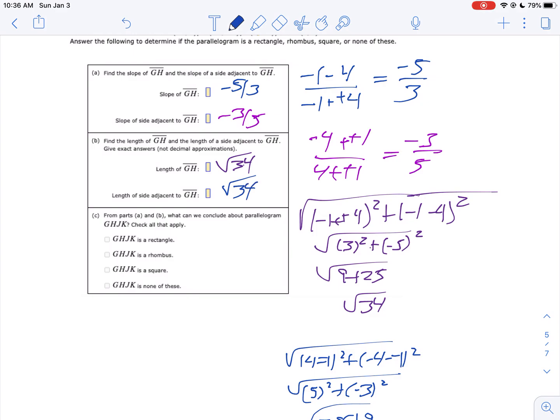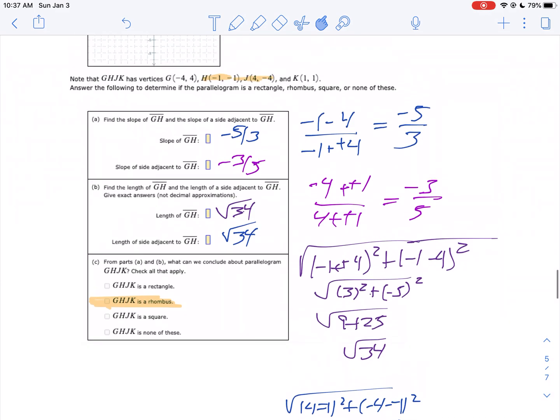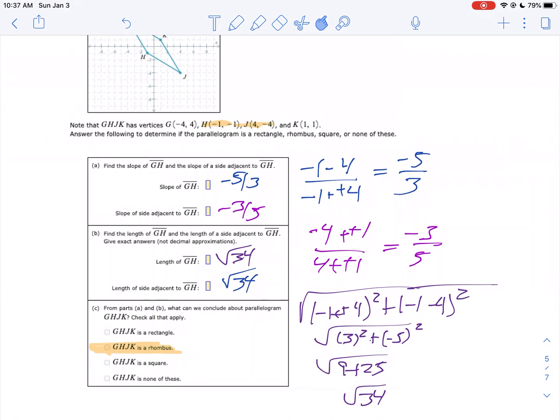Now we're told it's a parallelogram. Is it a rectangle? It is not a rectangle, because if it was a rectangle, these sides would be at a right angle. They'd be perpendicular, so opposite reciprocals. Notice they're reciprocals, but they're not opposite reciprocals. They're both negative. It is a rhombus because all sides are congruent. They're all the square root of 34. It's not a square because it's not a rectangle. In order to be a square, it has to be a rectangle and a rhombus. And there you go.